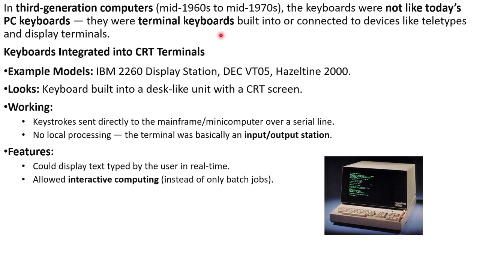In third generation computers, the keyboards were not like today's PC keyboards. They were terminal keyboards built into or connected to devices like teletypes and display terminals. Keyboards were integrated into CRT terminals, and example models are the IBM 2260 display station and Hazeltine 2000. They looked like keyboards built into a desk-like unit with a CRT screen. Keystrokes were sent directly to the mainframe or minicomputer over a serial line. There was no local processing; the terminal was basically an input-output station. The features of these keyboards were a CRT display with text typed by the user in real time, which allowed interactive computing instead of only batch jobs.